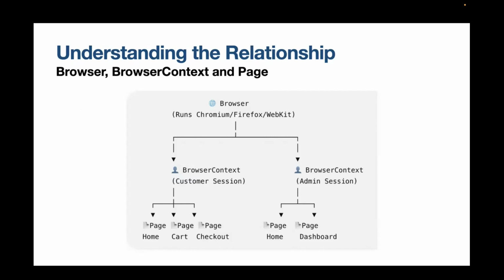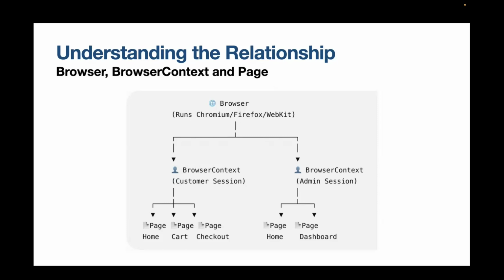Let's understand the relationship between browser, context, and page. Before writing any code, let's understand how these three objects relate to each other. Think about Google Chrome on your computer. Chrome itself is the browser application. Inside Chrome, you can open different user profiles or an incognito window. Inside each profile, you can open multiple tabs. Playwright follows exactly the same architecture.